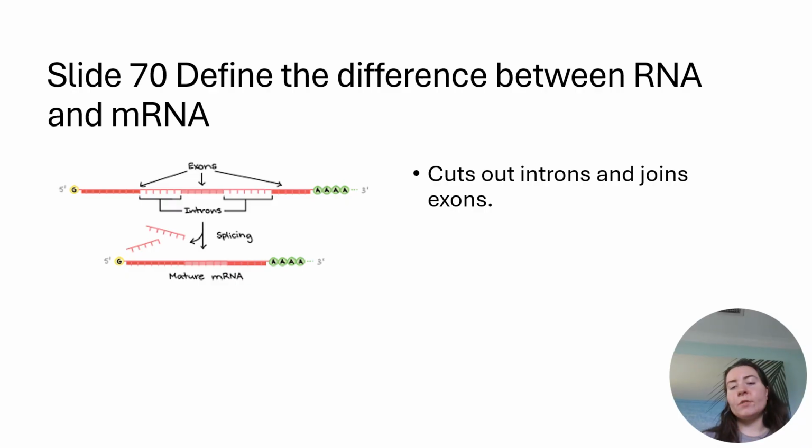70. Describe the difference between RNA and mRNA. Cut out the introns and join the exons.